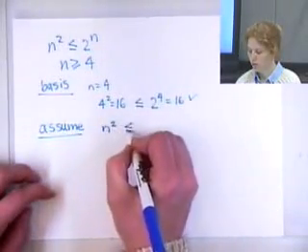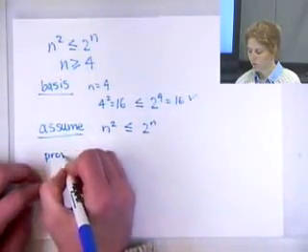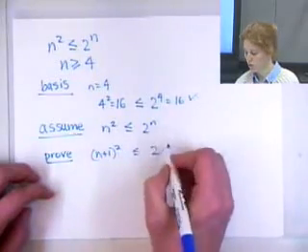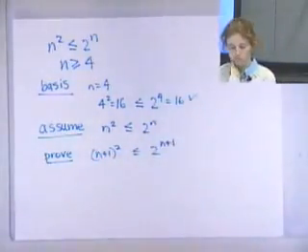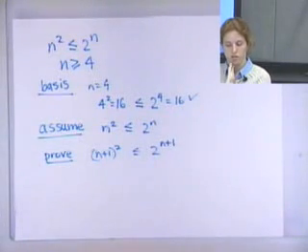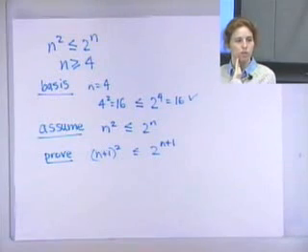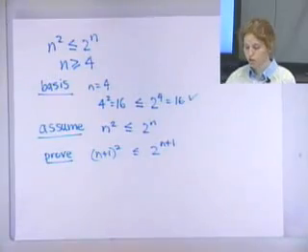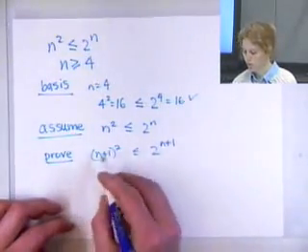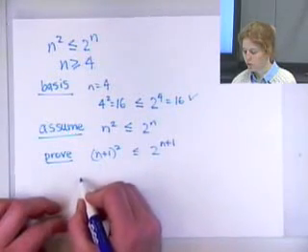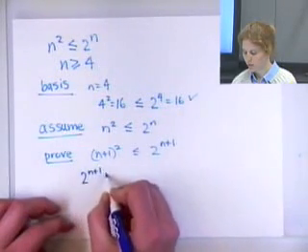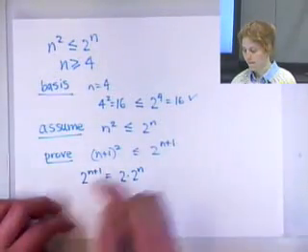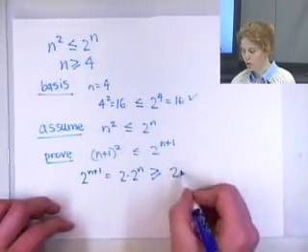We assume n squared is less than or equal to 2 to the n. We want to prove n plus 1 quantity squared is less than or equal to 2 to the n plus 1. Looking at this, I'd like to start with the right-hand side of the proof statement. Or I can start with the entire assume statement, which is something I like to do also. Doesn't matter. Let's start with 2 to the n plus 1. That's equal to 2 times 2 to the n, right? Which is greater than or equal to 2 times n squared.